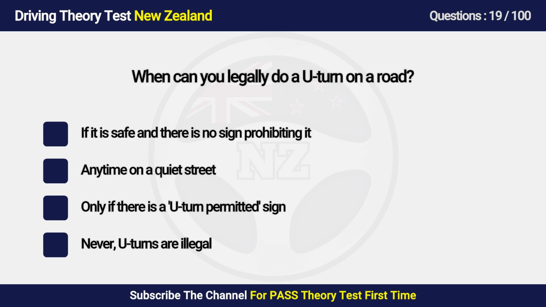Question 19. When can you legally do a U-turn on a road? A. If it is safe and there is no sign prohibiting it. B. Anytime on a quiet street. C. Only if there is a U-turn permitted sign. D. Never. U-turns are illegal.